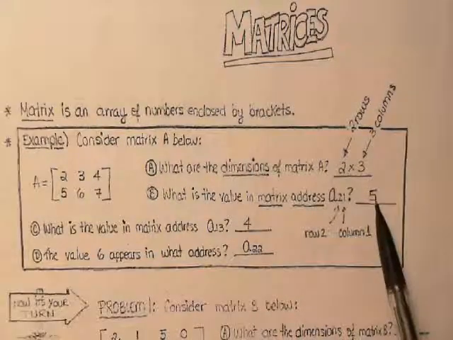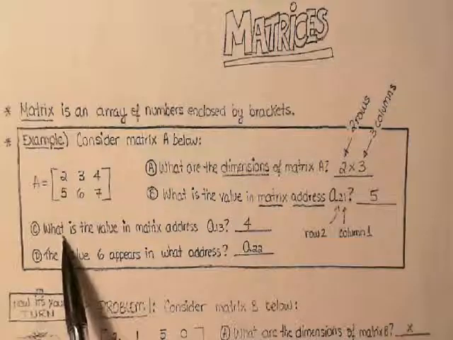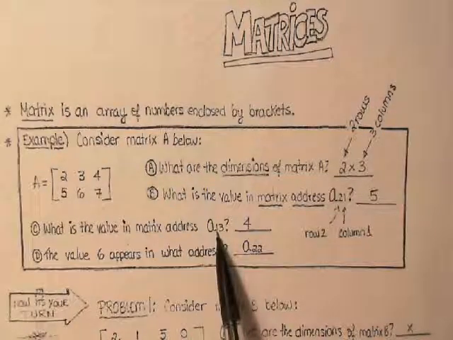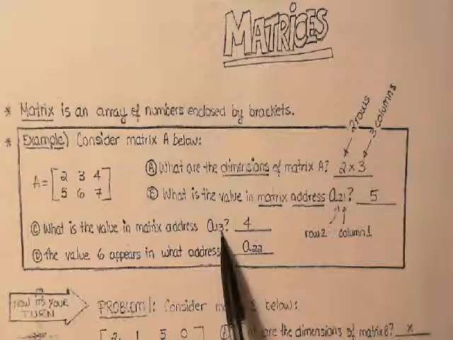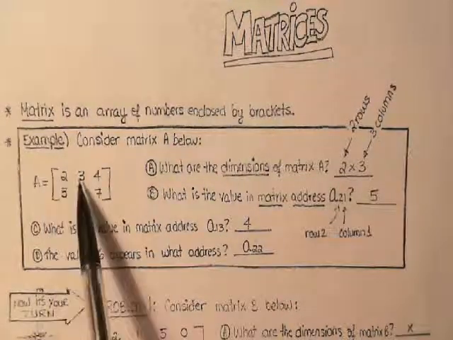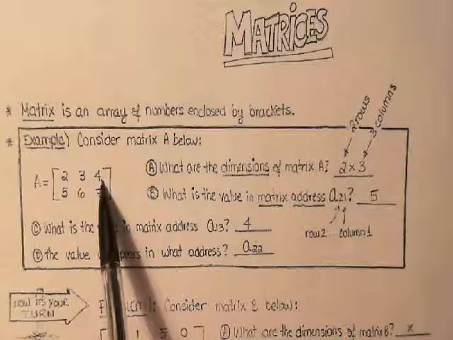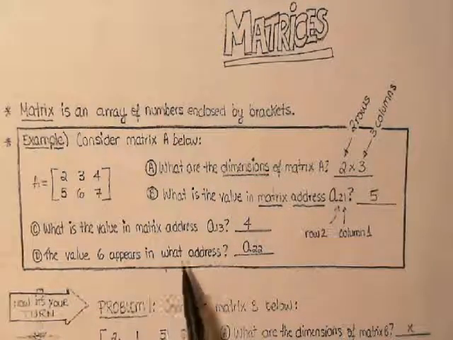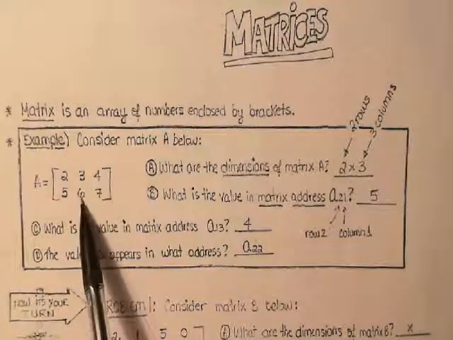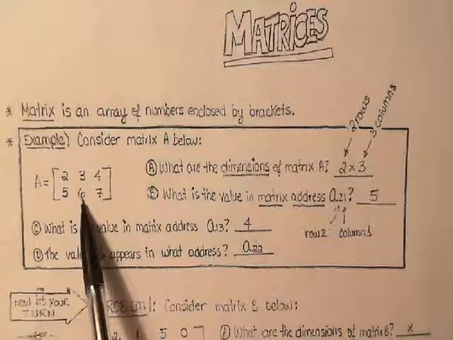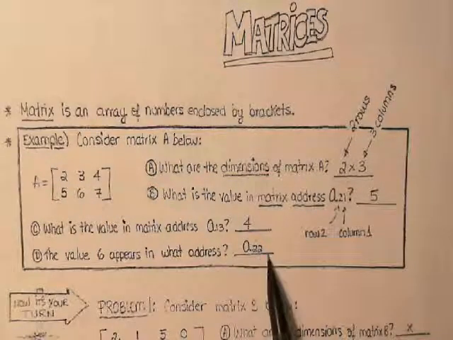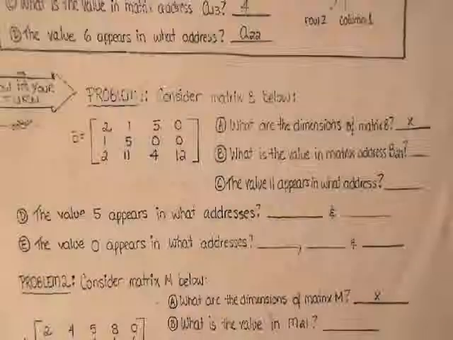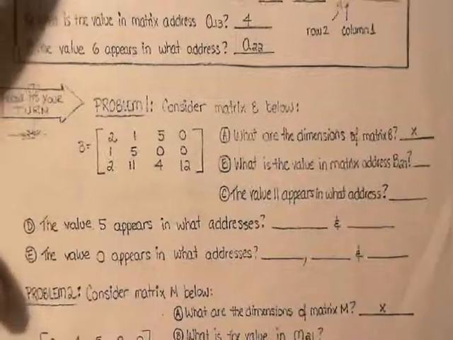the answer is 5. If here I say, what is the value of the matrix address 1, 3? So looking for row number 1, column 3, that would be number 4. And the value 6 appears in what address? Value 6 is right here, on the second row, second column. So address 2, 2.